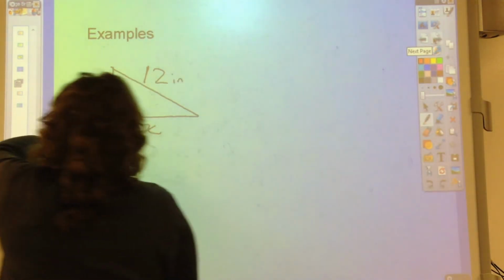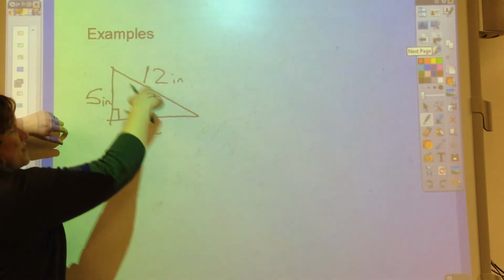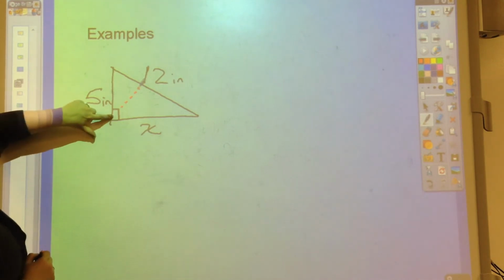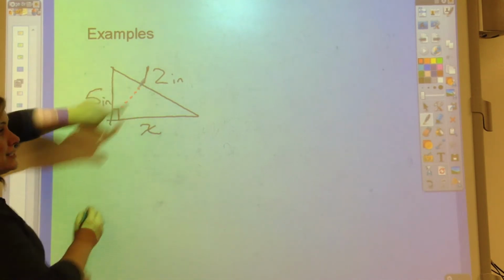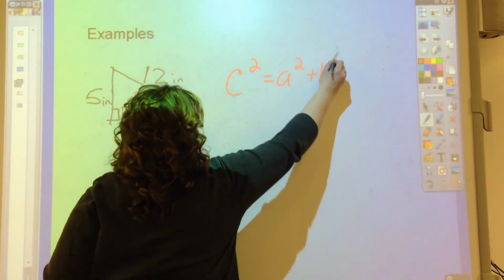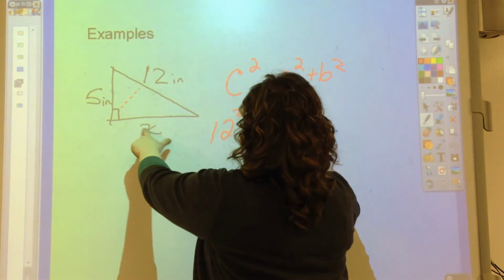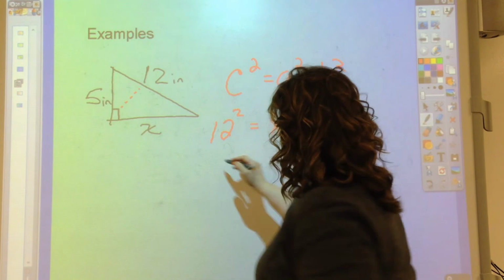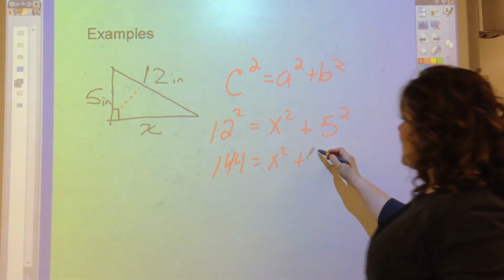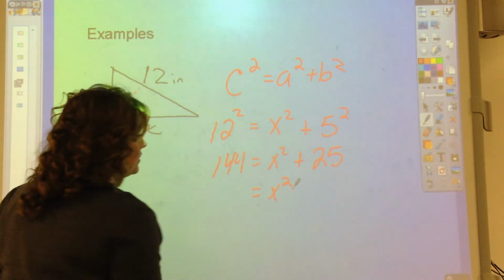Over here, I can use the Pythagorean theorem to find missing side lengths. The value of C is always the one directly across from your right angle. So identify your right angle, and directly across is C. So we're going to plug into C squared equals A squared plus B squared. So I'll get 12 squared equals X squared plus 5 squared. 12 squared is 144. 5 squared is 25. And when I subtract 25, I'm going to get what?